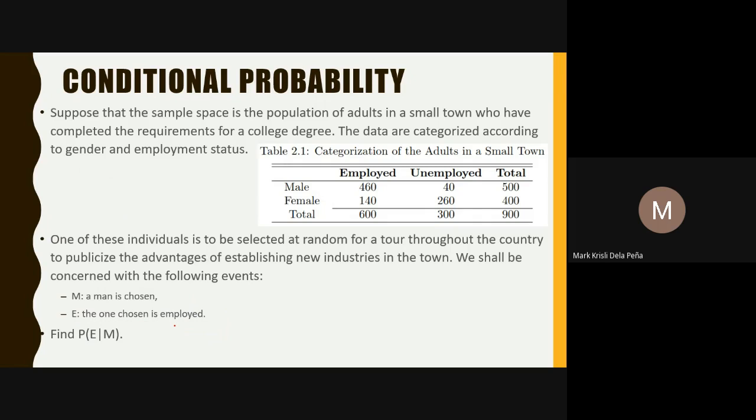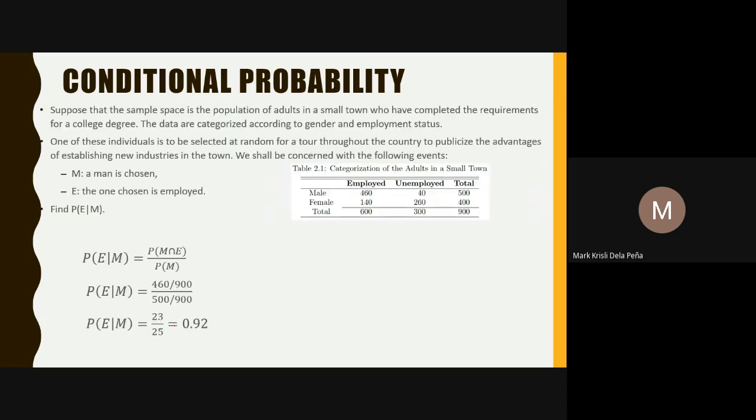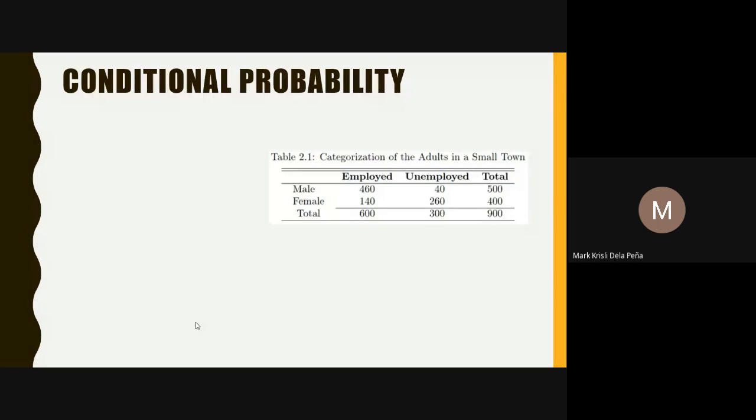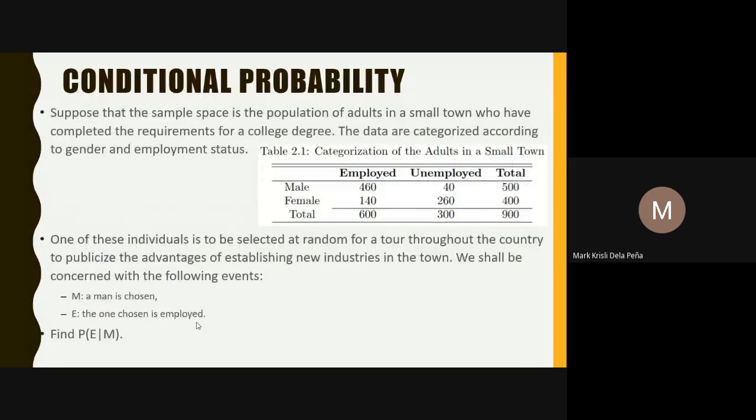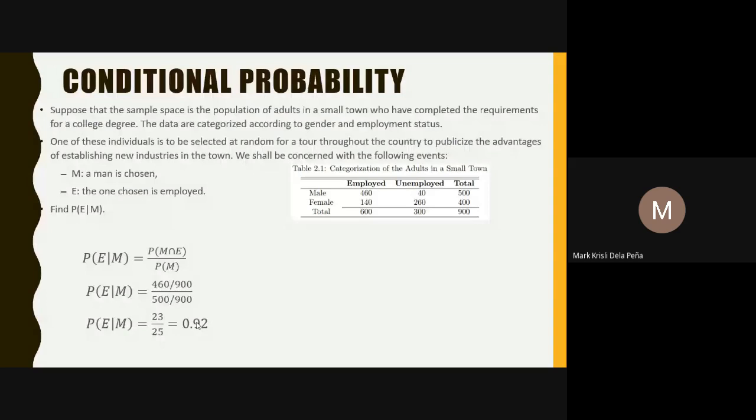So what is the difference between the two? This is how we solve this one. If you recall, our formula has the one on the right side at the denominator. In our previous example, we were finding the probability of M given E, which means our denominator is the probability of E. Here in this case, our denominator will be the probability of M. So that's the difference.